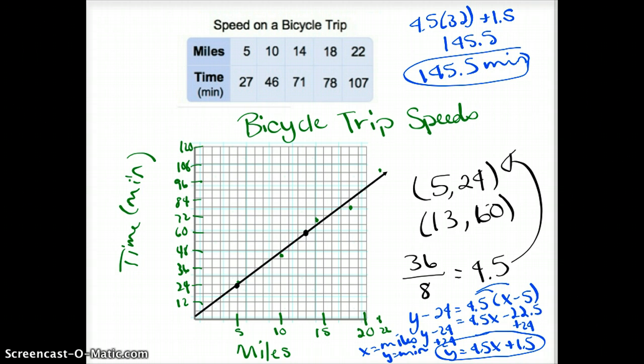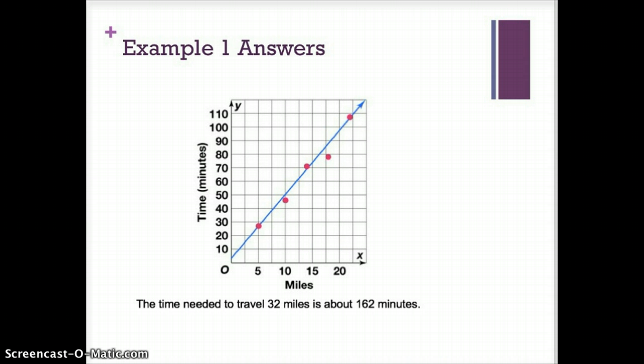Obviously you may have done an equation that's a little bit different, depending on how close your trend line is to the actual trend line. I'm going to compare mine to the book. I bet it's not going to be that close, but it should have about the same approximation. Your slope should be similar and your y-intercept should be similar. Here's the book. They think it's going to take about 162 minutes for 32 miles. Based on mine, I thought 145.5. Mine was lower than what they have, but it's not super far off.